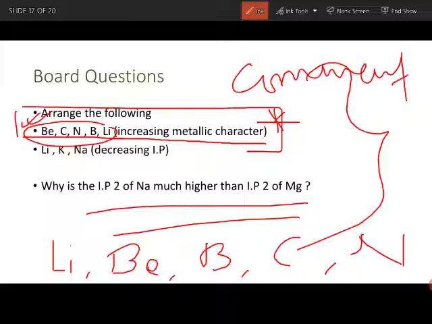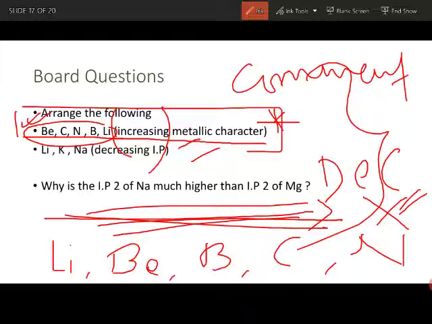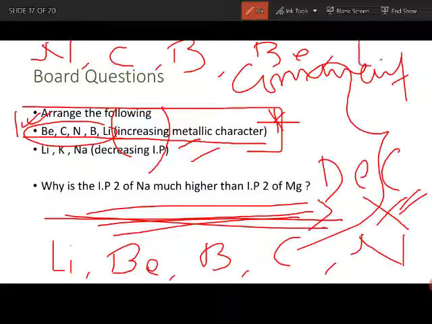Now you have to think what happens to metallic character when you move from left to right. Think once again. Left to right you are moving, what happens to metallic character? Metallic character decreases. Sure? Okay, what is the question giving you? Increasing order. So is this the correct order? No, my correct order will be just the opposite. See, that means it will be nitrogen, carbon, boron, beryllium and lithium. Am I clear?